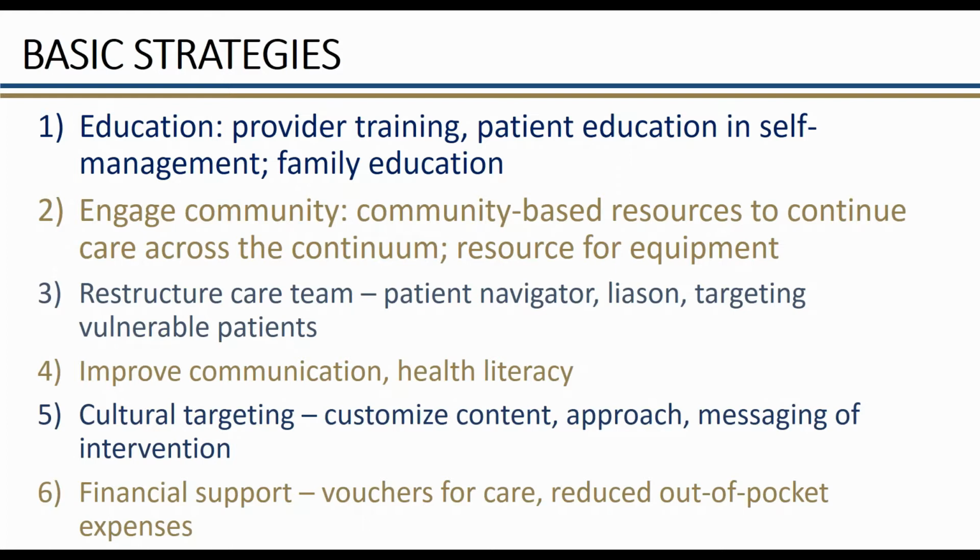Restructuring the care team. So in the COMPASS model, we had a PA and an APP, and in theory, those individuals could be targeting vulnerable patients, and I think that they did do that across the care model, especially at the 14-day visit, where they looked at physical health, but they also looked at social determinants of health and how that might impact care. Number 4, improving communication and health literacy.